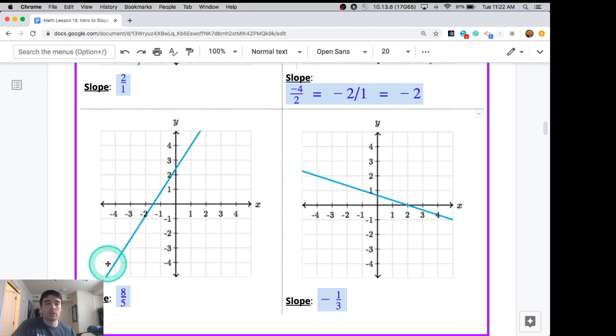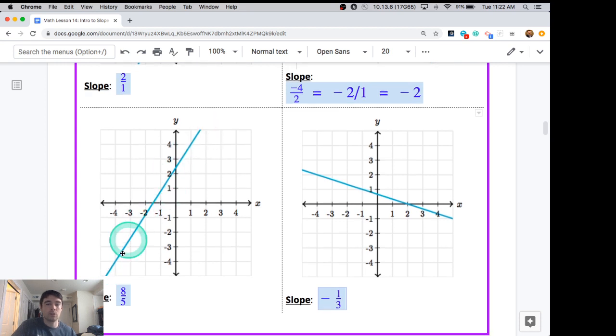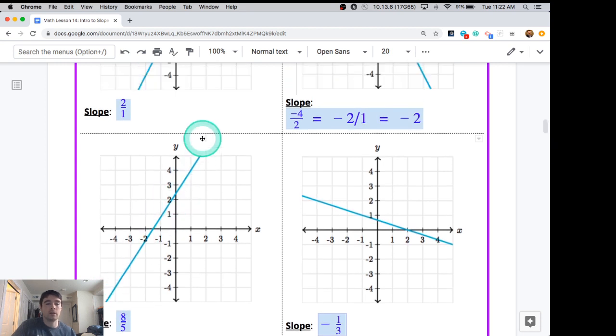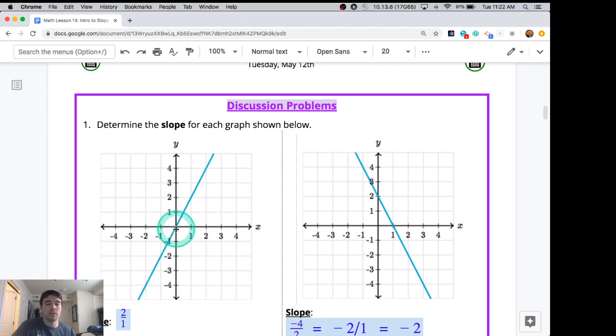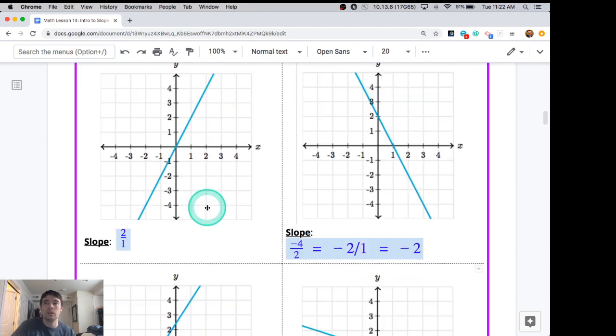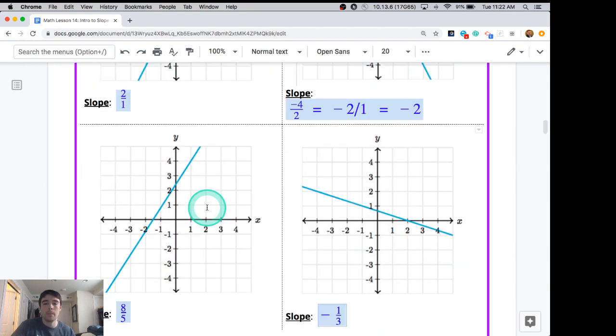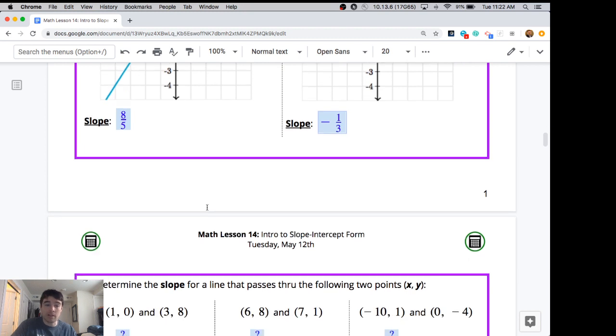Alternatively, any line that travels up towards the right, like the two graphs we saw on the left here, even if they have a negative y-intercept or a y-intercept of 0, they still have a positive slope. The y gains units as the x gains units. Hopefully that makes sense for the graphs.